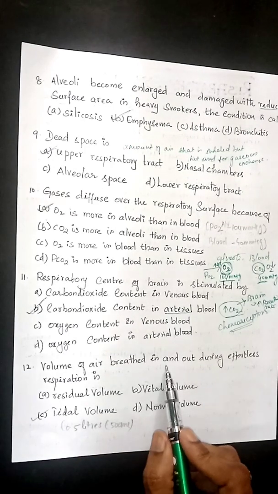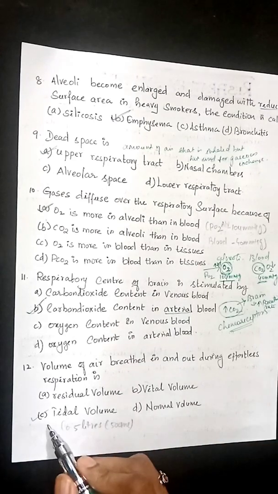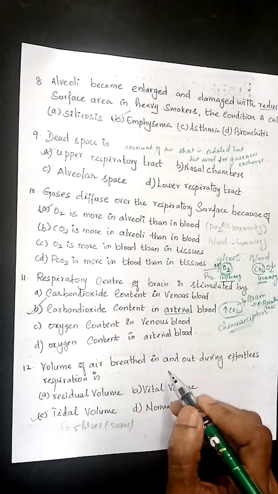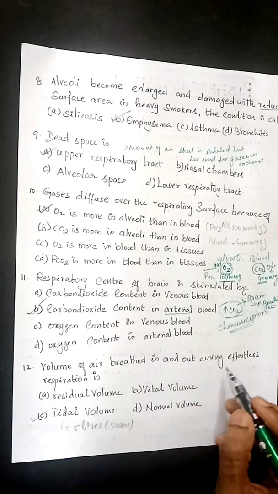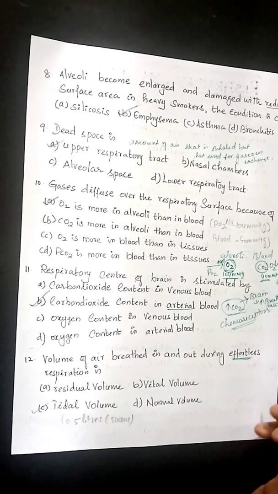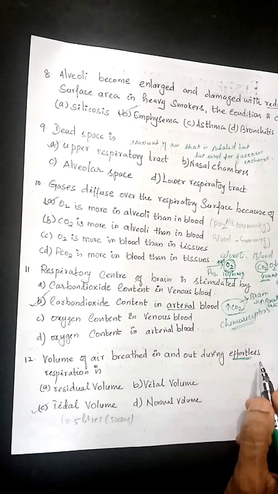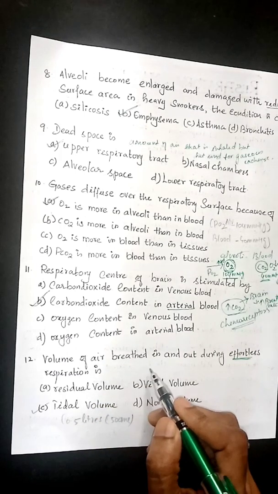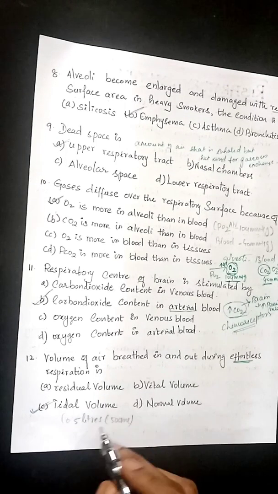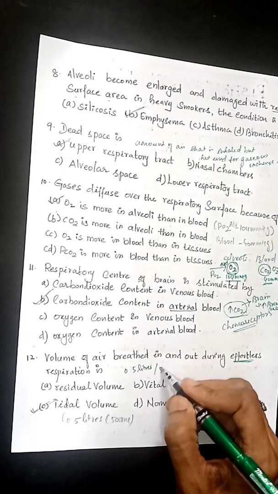Volume of air breathed in and out during effortless respiration is: A. Residual volume, B. Vital volume, C. Tidal volume and D. Normal volume. The volume of air that is breathed in, the amount of air that is taken in and left out during effortless respiration, effortless means under normal condition. If a person is doing exercise like running, then the condition will be different. Under normal condition, the volume of air that is taken in and breathed out during effortless respiration is called tidal volume. This is 0.5 liters or 500 ml.